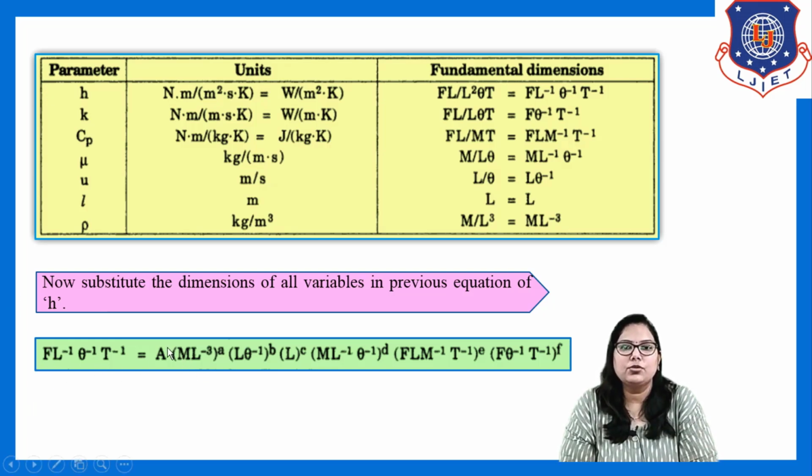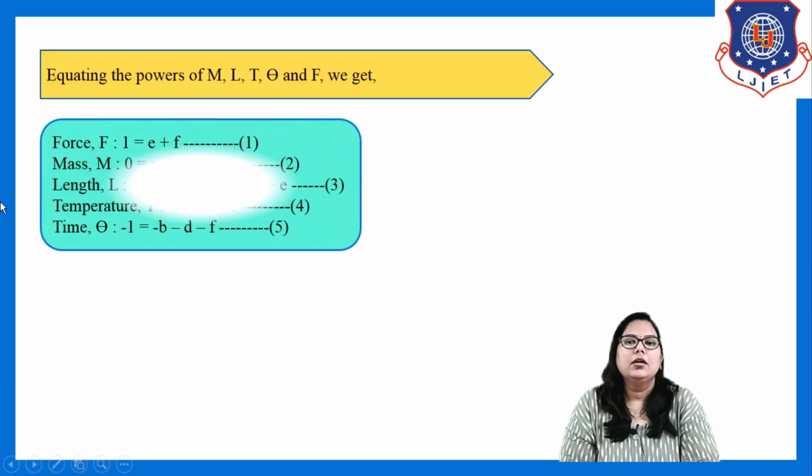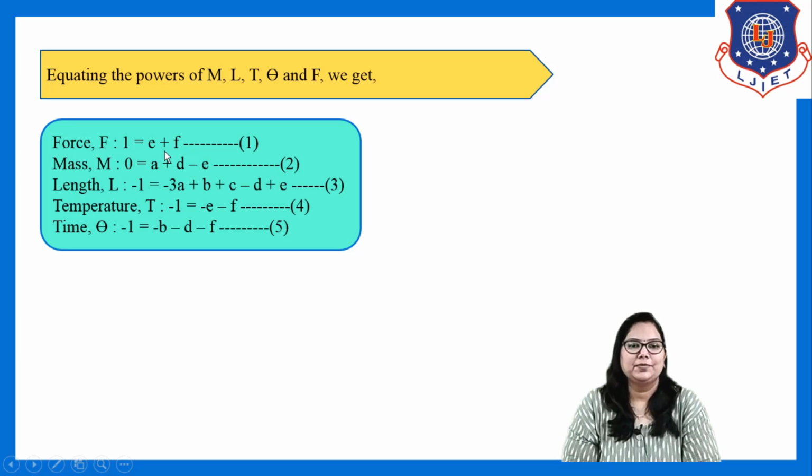So 1 is equal to, here you have to see like this. Where is F? F is here, raised to E, and another F is here, raised to F. So for F fundamental dimension, 1 is equal to E plus F. Right? So this is my equation number 1 for force F.